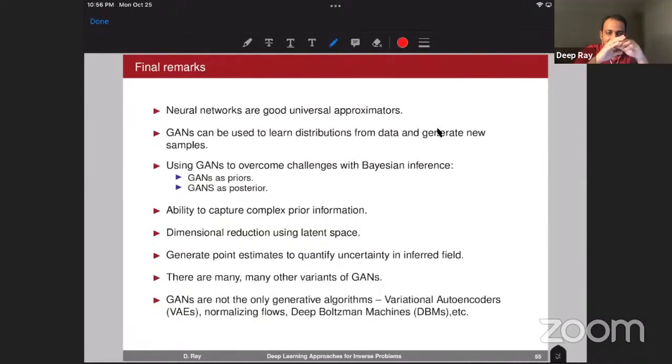And finally, although I've only talked about GANs, GANs are not the only generative algorithms out there. There are also variational autoencoders, or VAEs, which can be used to generate new samples. You have something called normalizing flows, which are also very useful. And you have deep Boltzmann machines and many others out there. So if you're interested, I'll be happy to share various references of where you can read about these other methods. But of course, the one that we have been primarily working with is GANs, and we have a better understanding of them. So I'll end the lecture over here, and I'll be happy to take any questions that the audience has.